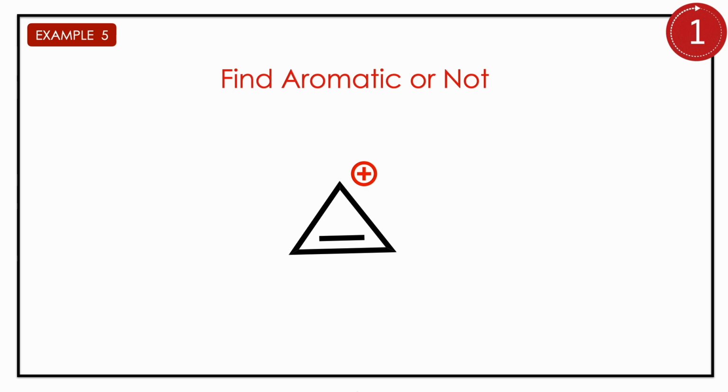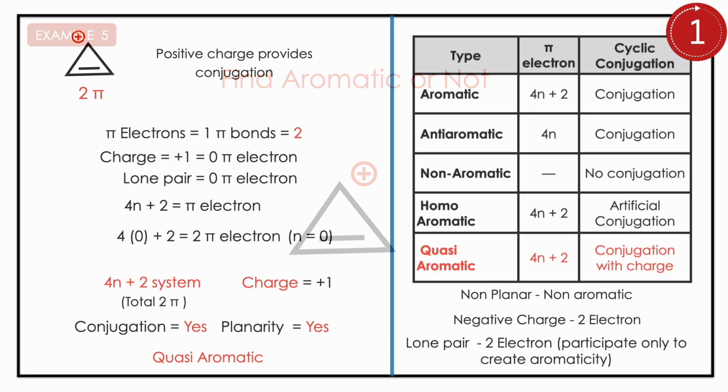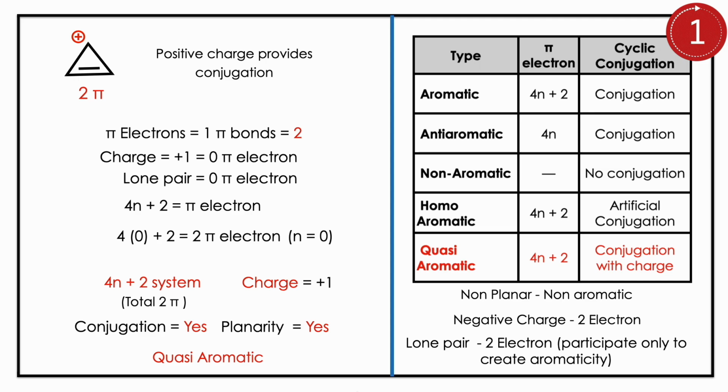Then the cyclopropenyl cation, it's a very important one. You should find whether it is aromatic or not. Here positive charge is there, ring is there, only 1 pi bond. Positive charge, you don't count the electron. So totally 2 pi electron. 2 pi electron obey the Huckel rule because it's a 4n plus 2 system with n equals 0.